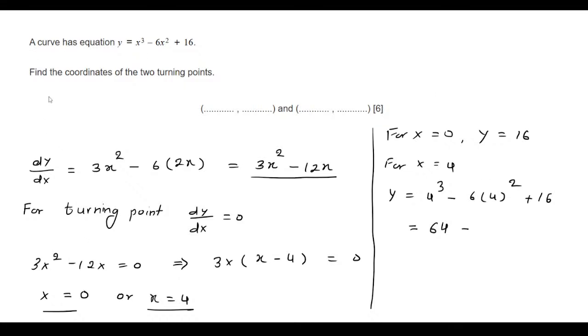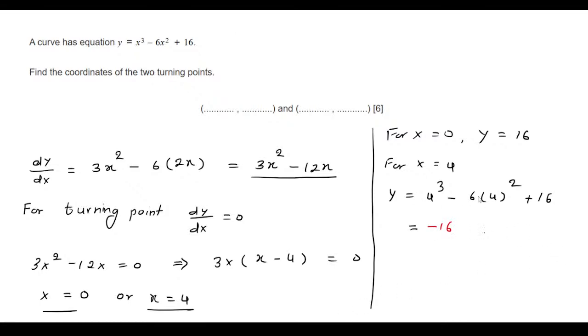So here we have 4 cubed minus 6 times 4 squared, which is 16, plus 16. So the value is minus 16. So here, instead of this working, I will simply say that it's minus 16.